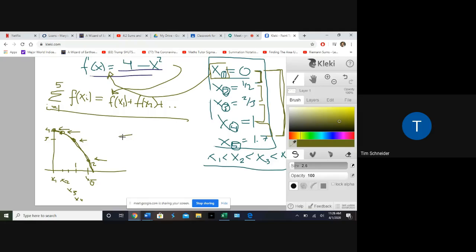What we were doing before, where we were summing up the actual differences in the x values, is we were adding up this distance here plus this distance here plus this distance here plus this distance plus this distance, and it's equal to the total distance.